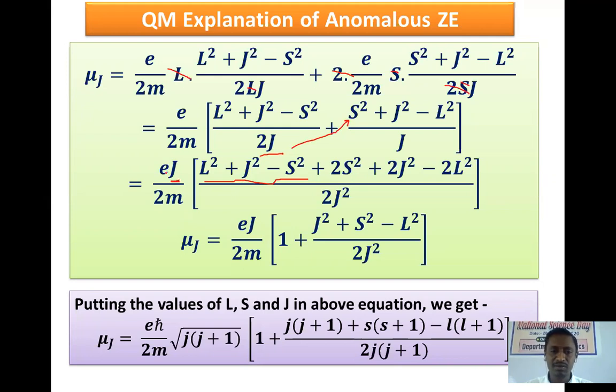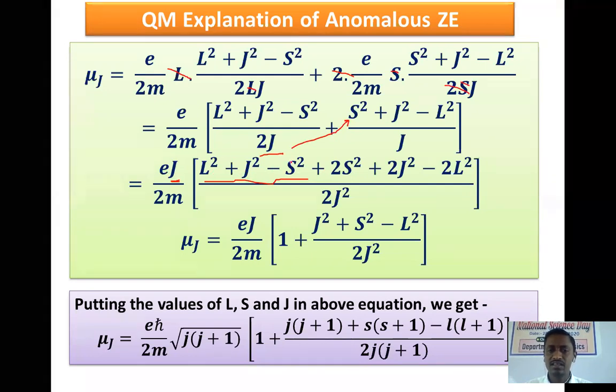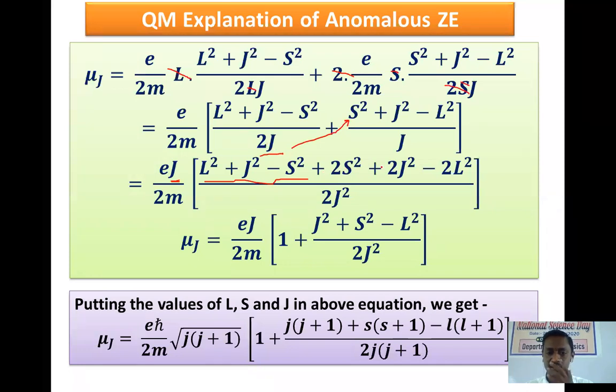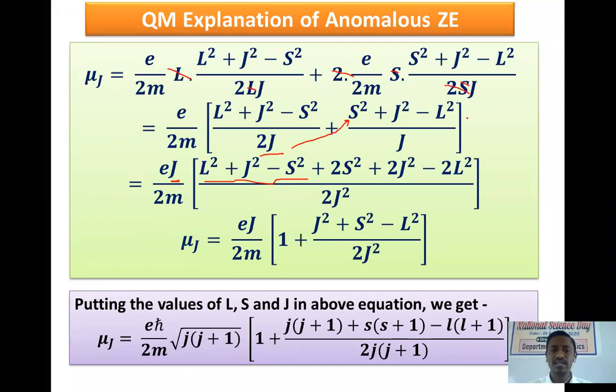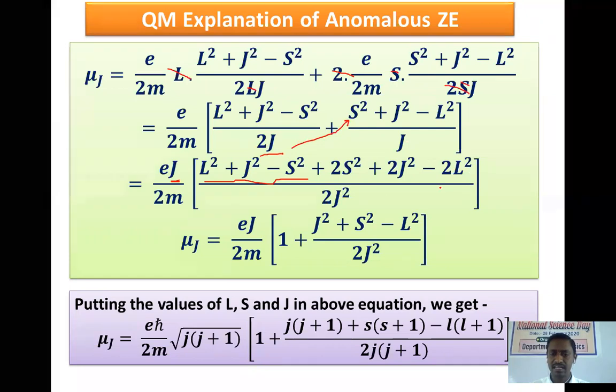Therefore our equation will be e j upon twice m in bracket L square plus j square minus s square, plus, here 2 is multiplied to every term, therefore plus twice s square plus twice j square minus twice L square, divided by the cross multiplication of twice j and j, that is twice j square. Again here plus L square minus twice L square, that is minus L square, will be there.